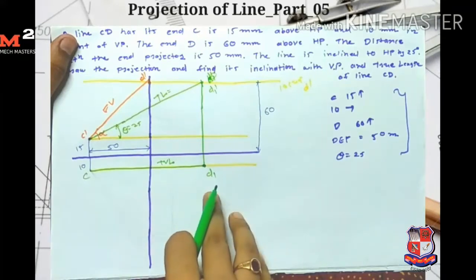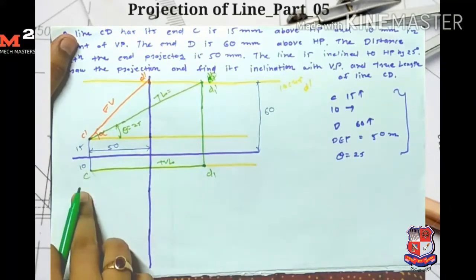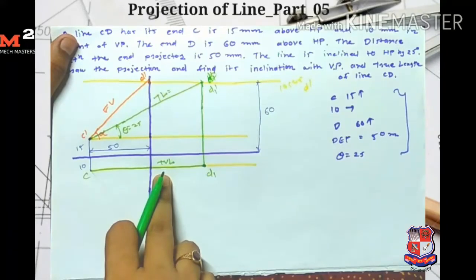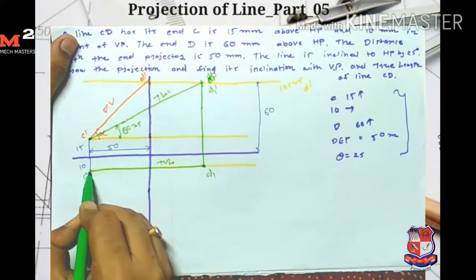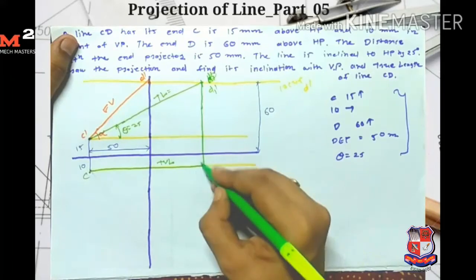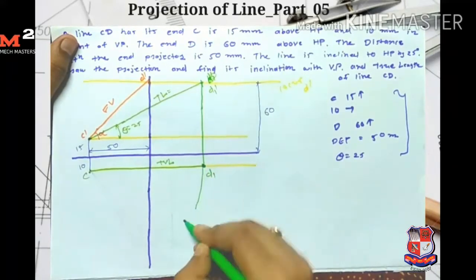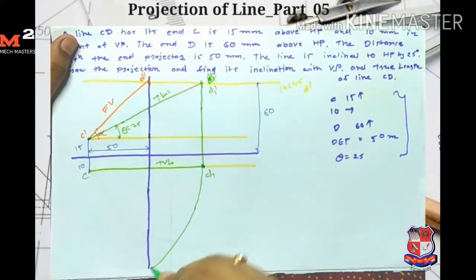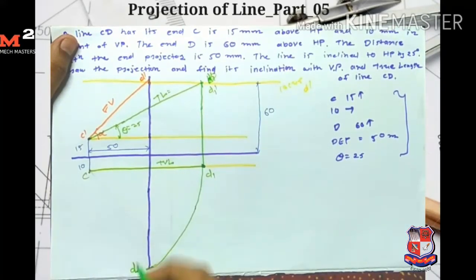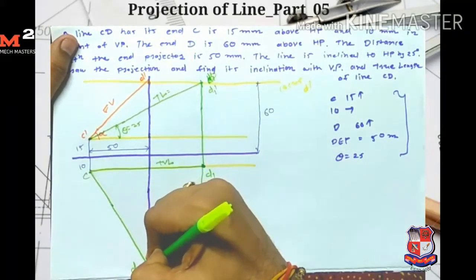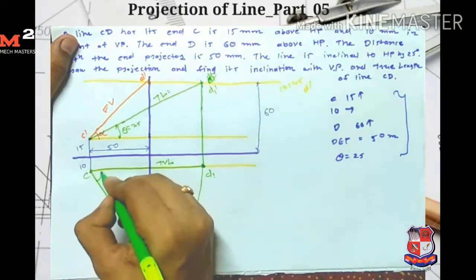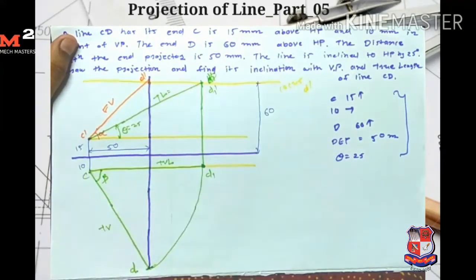Okay, now find the D point. I have two conditions. Its distance from point C is equal to the top view length, and I get the D point on this vertical line, because D dash and D lie on the same vertical line. So I take C as a center and C D1 as a radius and draw one arc, which intersects here. Okay, so here I get my final point D. So this line CD is my final top view, and the angle made by the top view is the apparent angle beta.